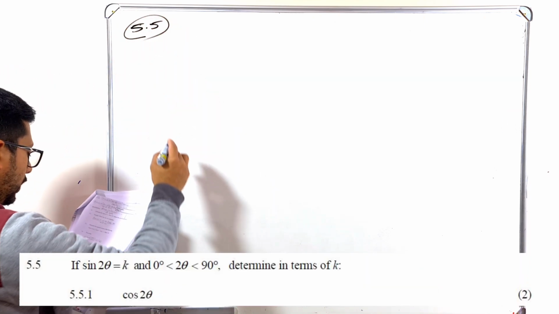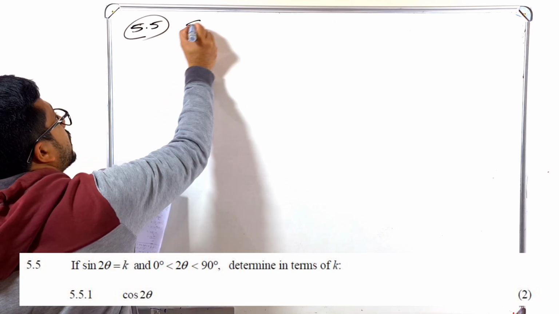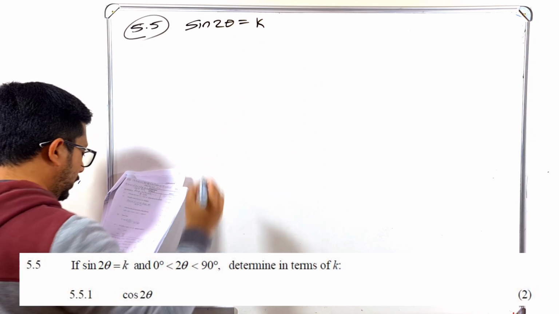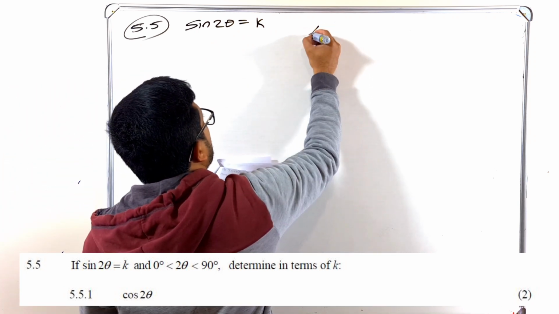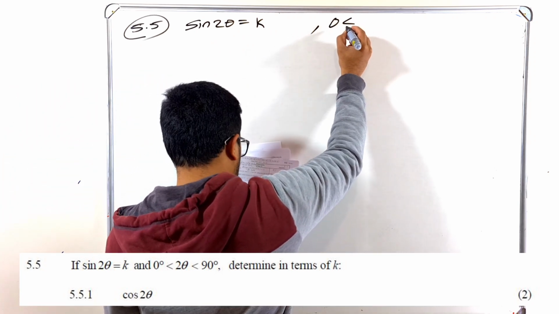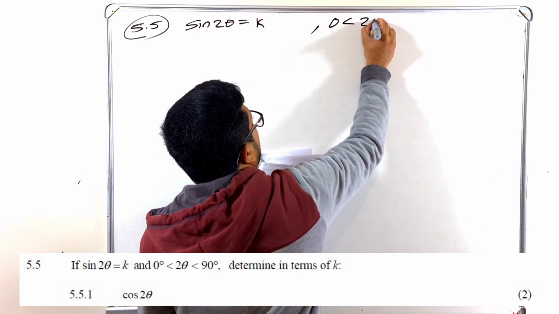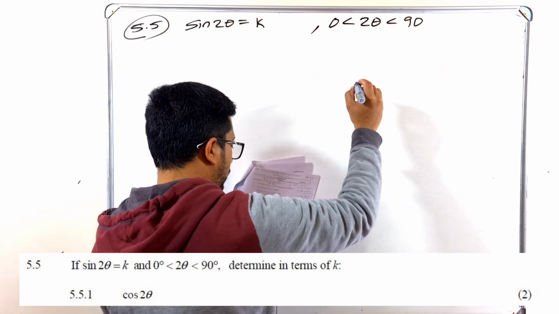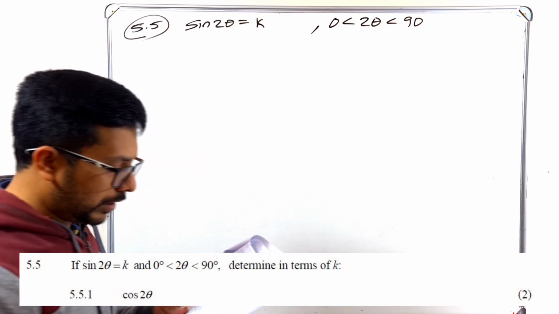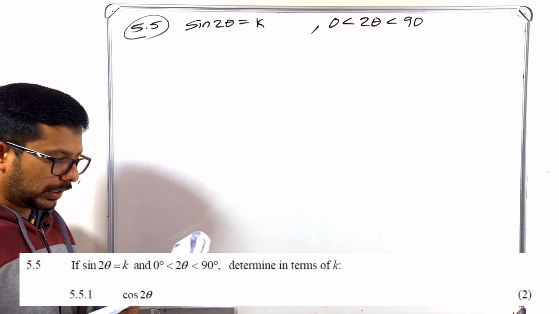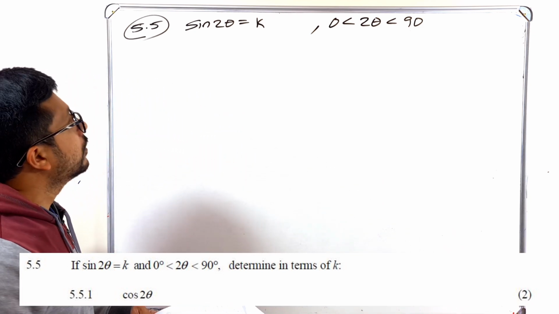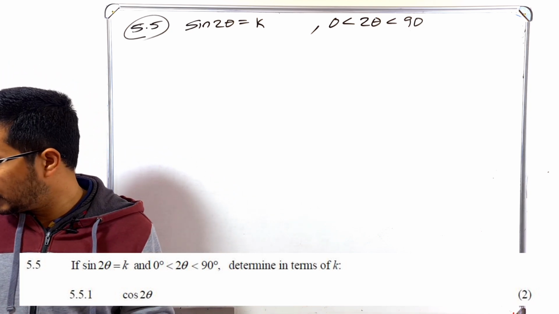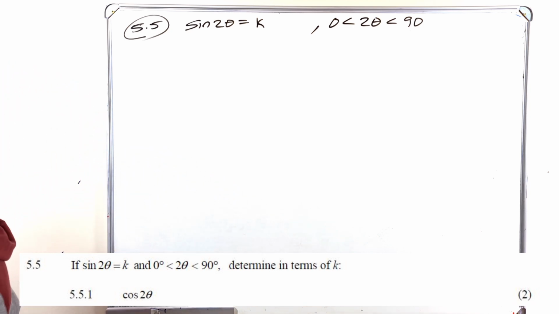If sine 2 theta is equal to k, it is given that sine 2 theta is equal to k, where 0 is less than 2 theta less than 90. Determine in terms of k the cos 2 theta and sine 2 theta. Okay, so before we go to the first question, what is given? Sine 2 theta is equal to k.